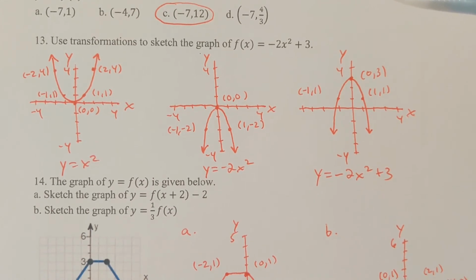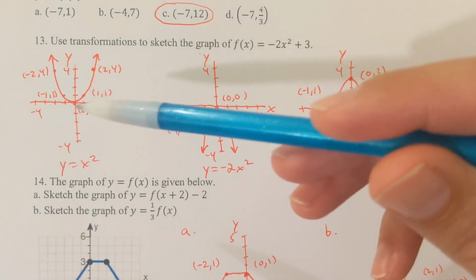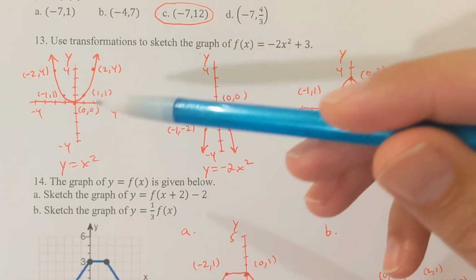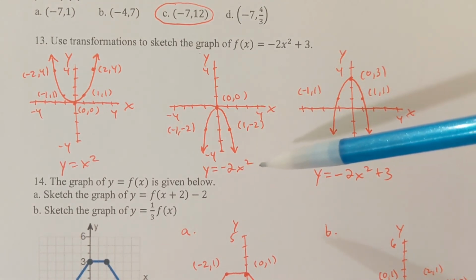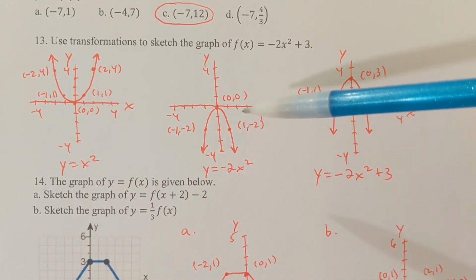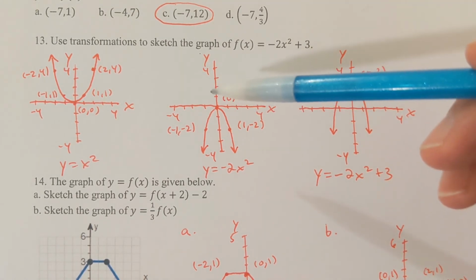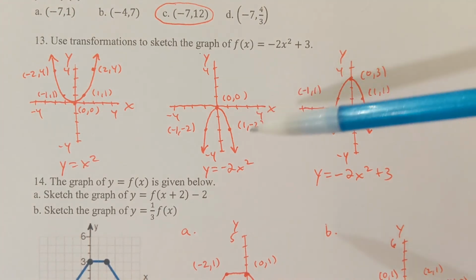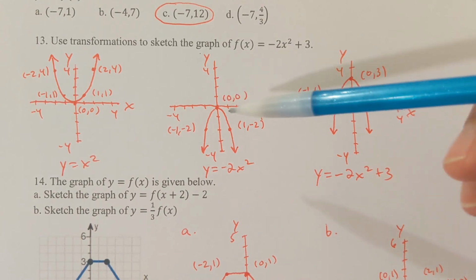Okay. Problem 13. Use transformations to sketch the graph of y equals negative 2x squared plus 3. So I'm going to start with y equals x squared, which I've got graphed. And then here's y equals negative 2x squared. Y equals negative 2x squared means that I've got a vertical stretch along with a reflection about the x-axis. So 0, 0 is going to stay on the graph.